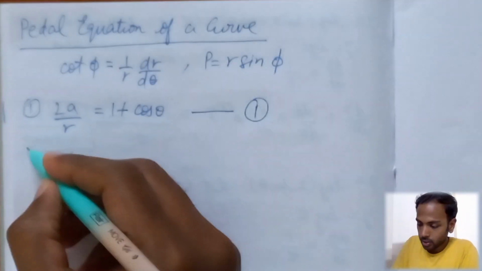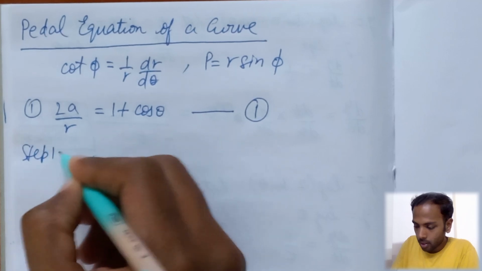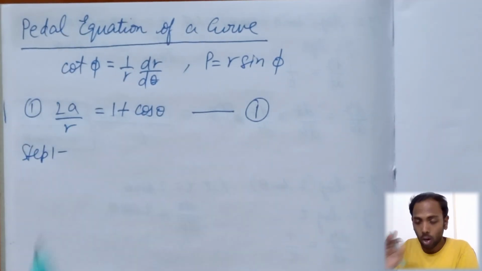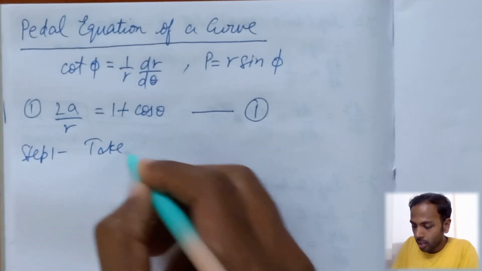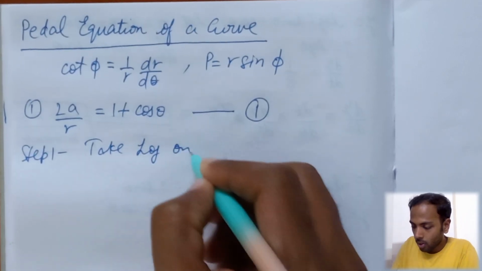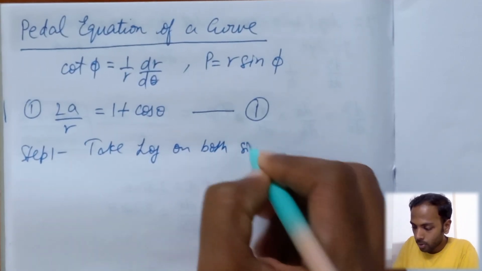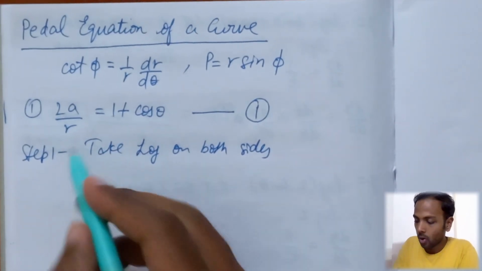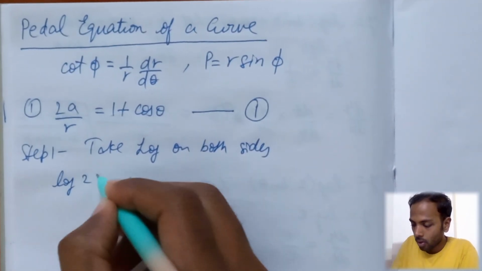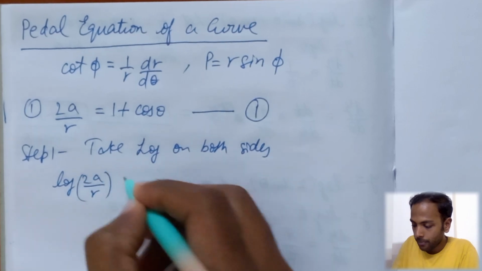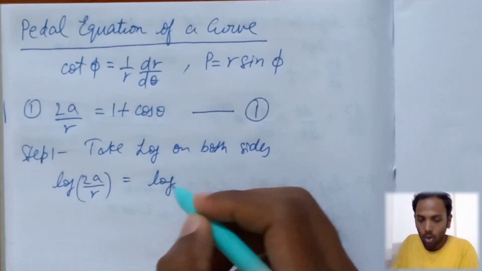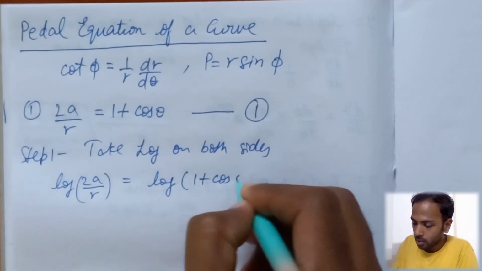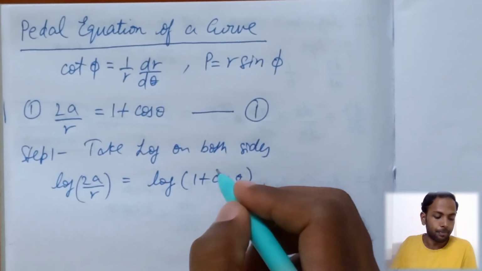And then the first step for all the questions regarding this pedal equation is always to take log on both sides. Yes, you must take log on both sides. So let's take log on both sides. Log 2a by r is equal to log of 1 plus cos theta.